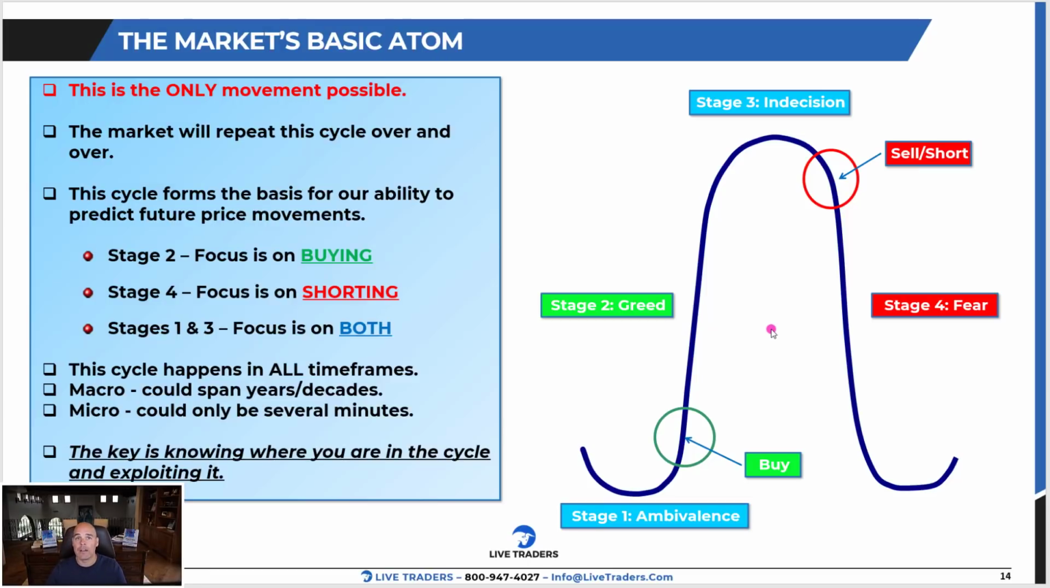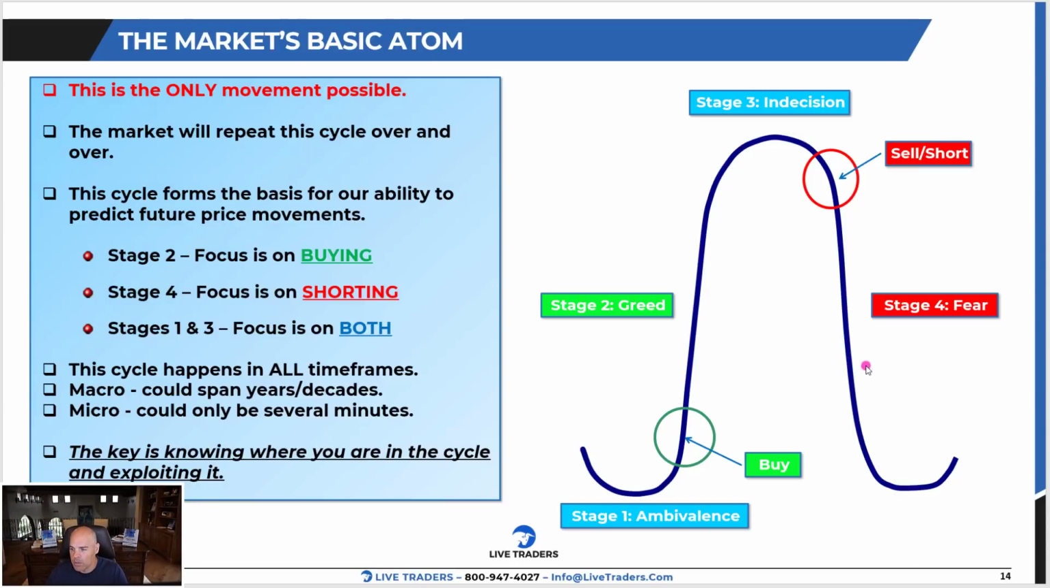But here's the thing. It's not just stocks. You can trade the options on Tesla. You can trade the USDCAD, right? My point is the cycle doesn't change. It doesn't matter what you're trading, right? You could be trading pet rocks.